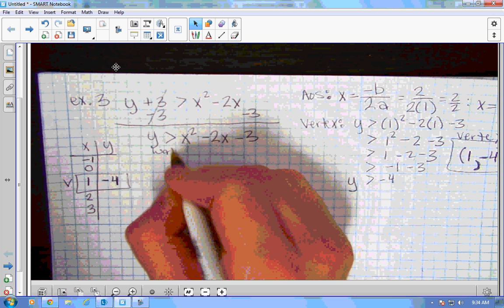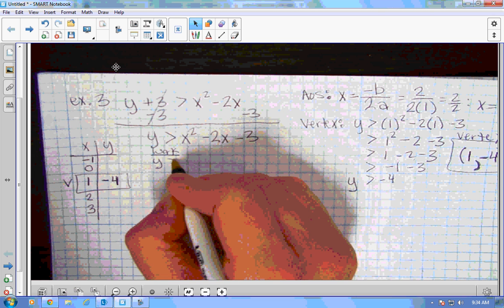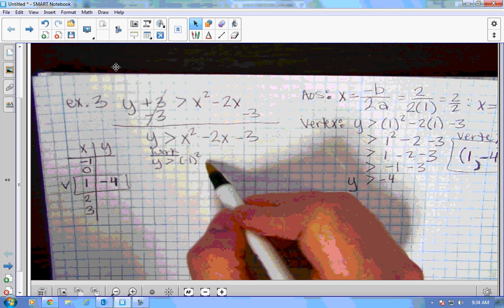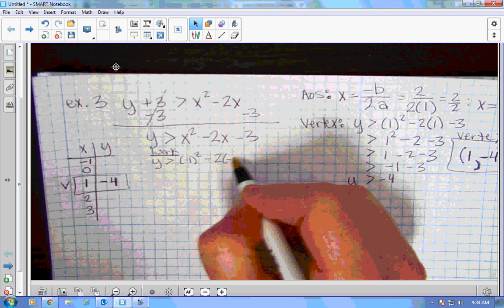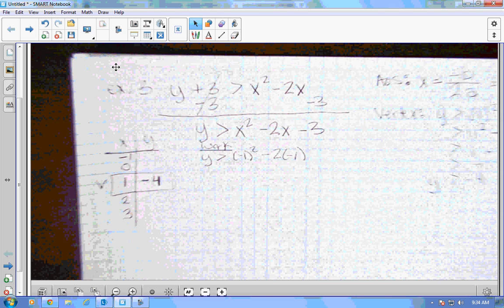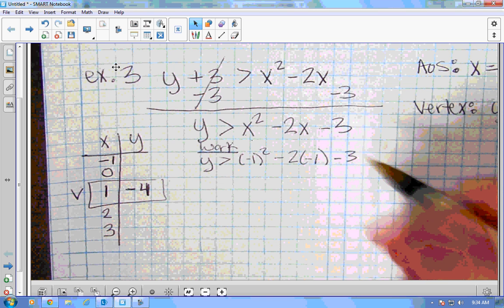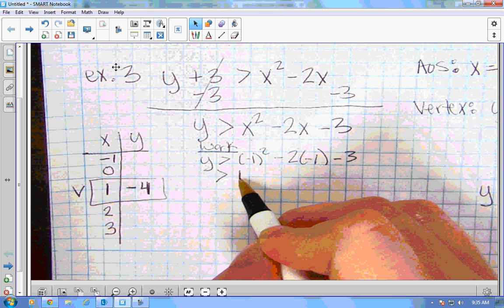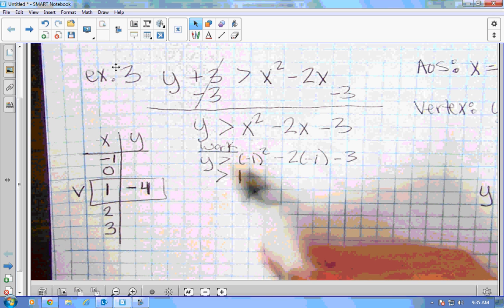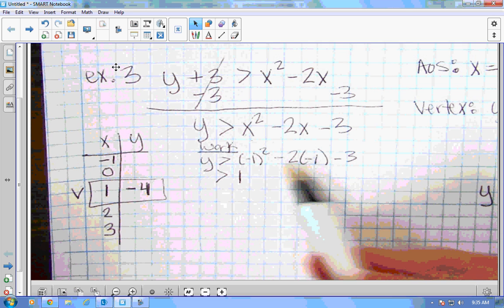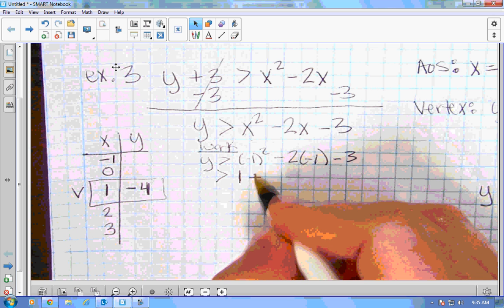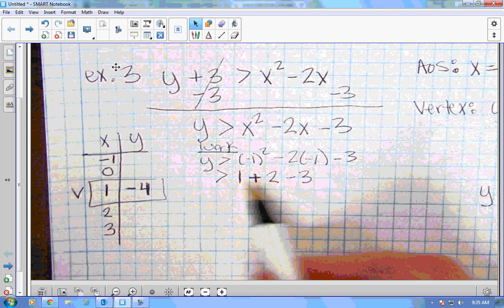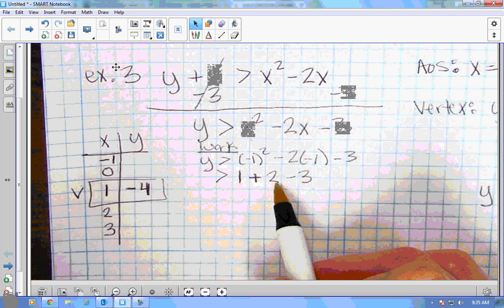For our work, y is greater than, we plug in negative 1. Now parentheses are very important. Make sure you do parentheses negative 1 squared, minus 2 times negative 1, minus 3. Again, you do parentheses first. Negative 1 squared is positive 1. Now we have multiplication. Negative 2 times negative 1 is positive 2, minus 3. Now you add and subtract left to right. 1 plus 2 is 3, minus 3 is 0.